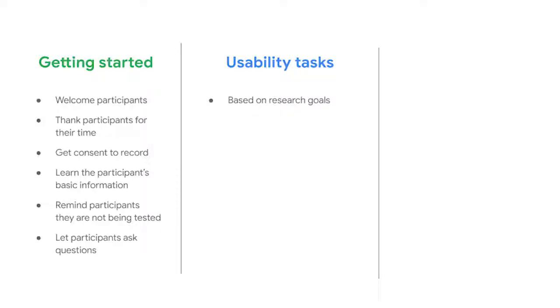So how do you come up with the tasks? Usability tasks should be based on the research goals written in your research plan. Tasks should also be specific, make participants take action, and avoid providing any clues on how to complete the task.